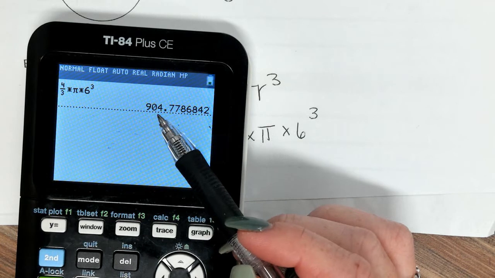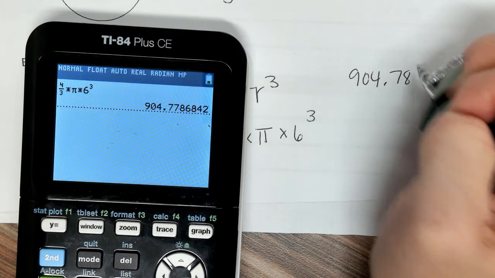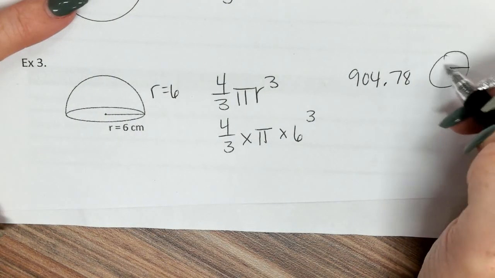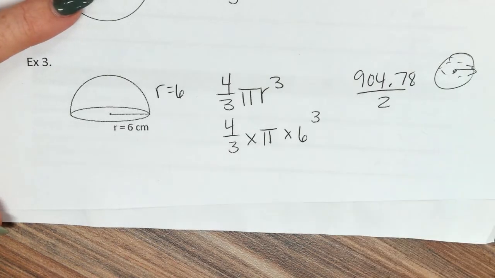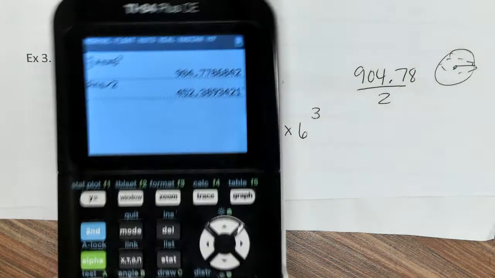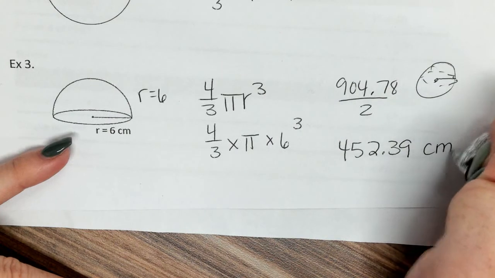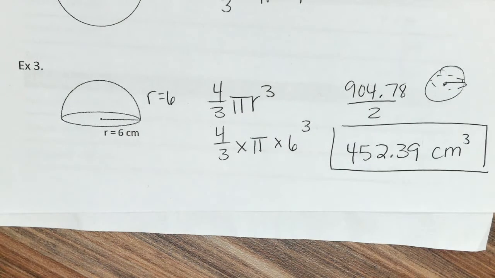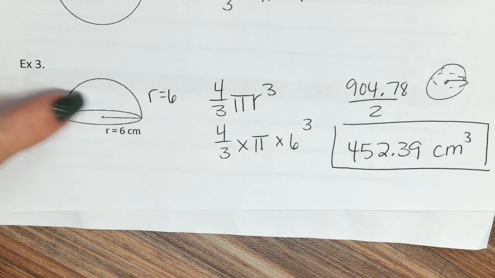Now, that is my answer for a full sphere. So I'm going to write it down, 904.78. That's for an entire sphere, looking like this. But do I have a whole sphere? No, you don't. So I have to divide that by 2 because it's half of the picture. So divide by 2, which is 452.39 centimeters cubed. So if you see a picture and it's only half of the ball, just take your final answer and divide it by 2. Super, super easy, yes? This was number 1 on the STAR test, I believe, last year.